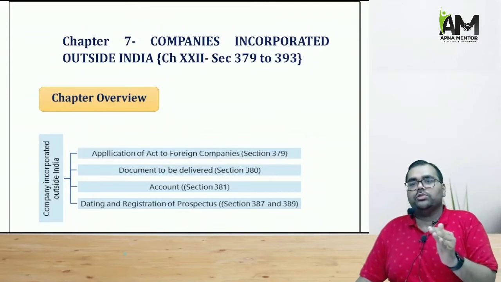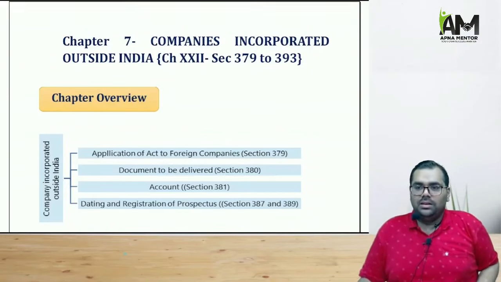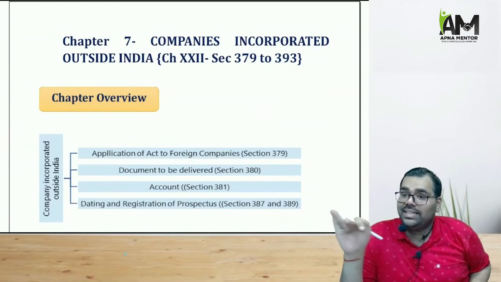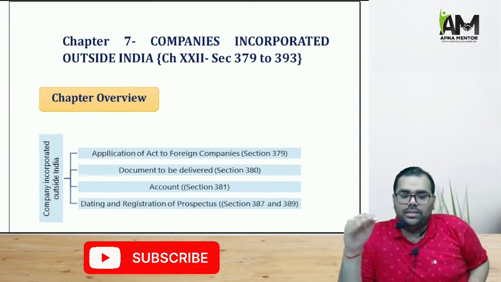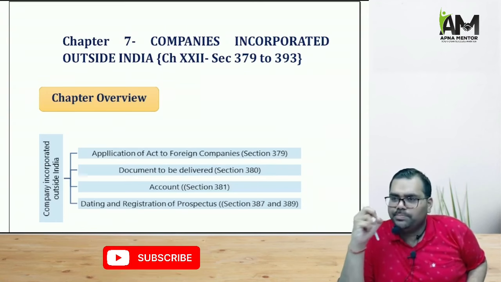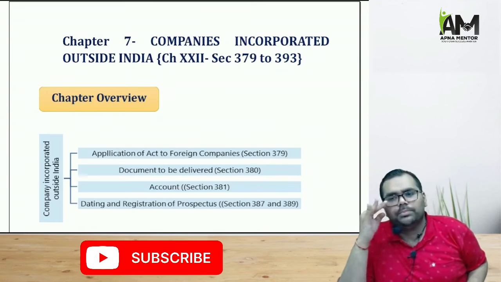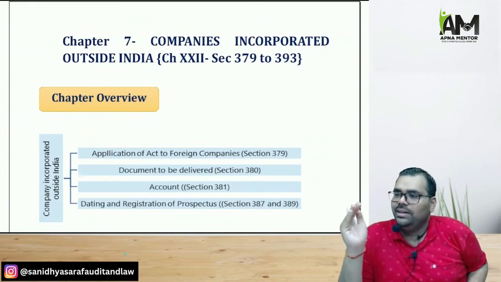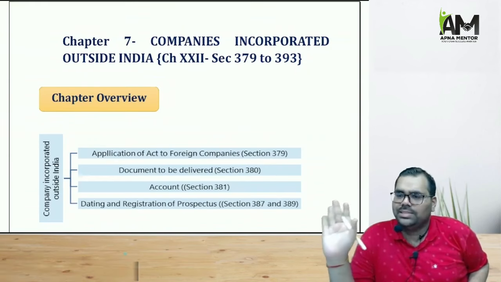So now we are going to start the chapter of foreign companies. And again, that is chapter number 22 of the Companies Act, consisting from section 379 to 393. So chapter of foreign companies, very simple chapter, very easy chapter, chapter number 22 of the Companies Act, section 379 to 393. As you can see, only a chapter of 14 sections.